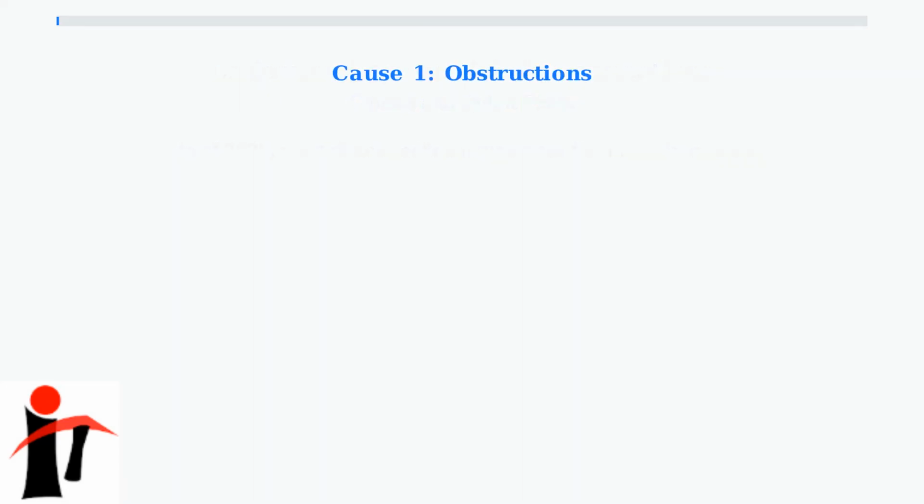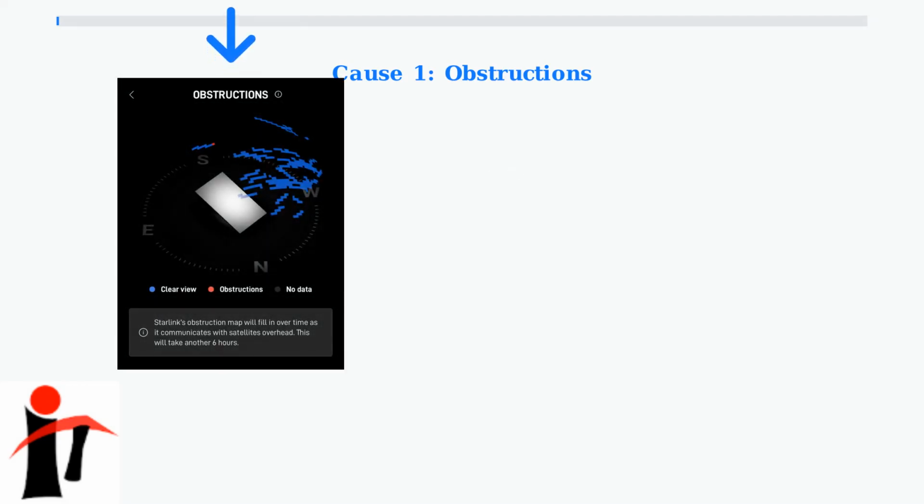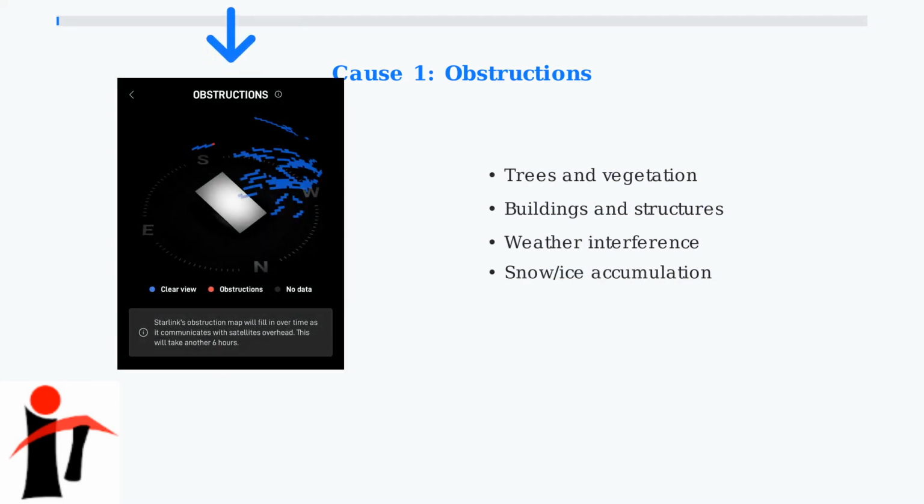The first major cause of Starlink disconnections is obstructions. These can be dynamic obstructions like trees and vegetation that change with seasons, static obstructions like buildings and structures, or weather-related interference, such as heavy rain, snow, or ice accumulation on the dish.